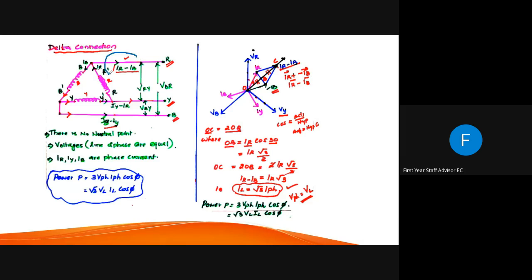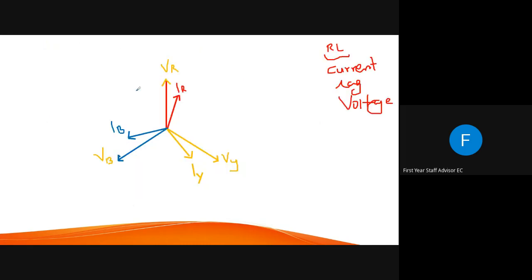Now I am taking one of the line currents. What is the line current? IR minus IB, I am taking. For this example, I am taking IR minus IB as a reference. So how to take IR minus IB? Here I am writing IR minus IB. That is the difference between IR and IB.